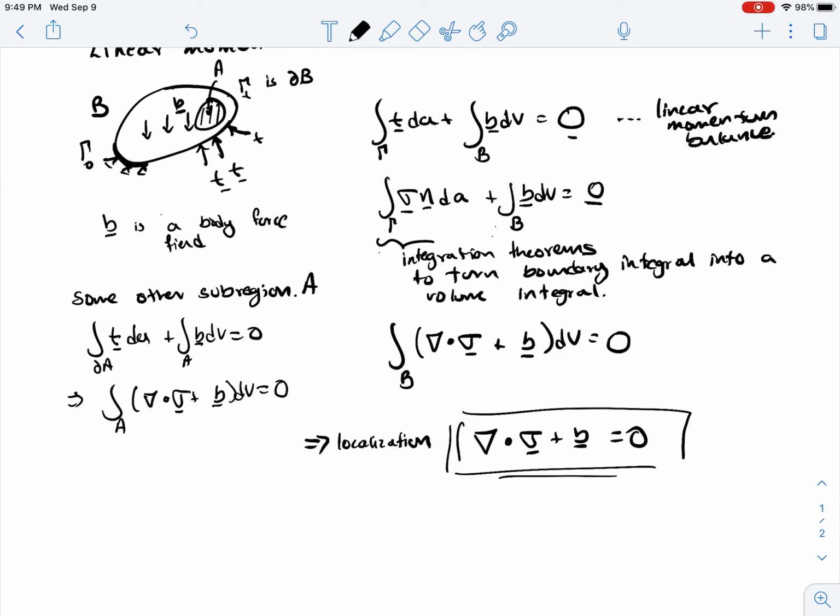And then what we're going to do with this is, so this is called the strong form of the equilibrium. It's part of the strong form. So we're going to do the strong form and weak form of equilibrium.